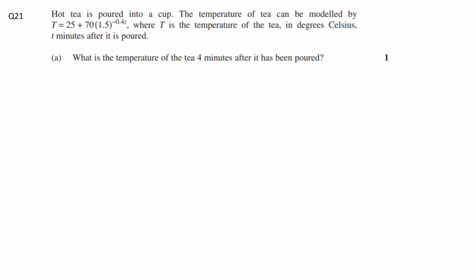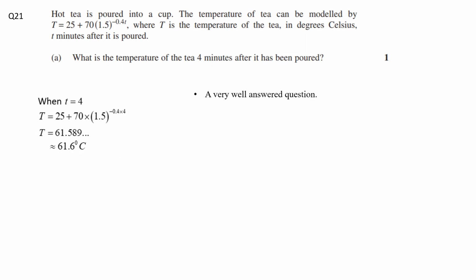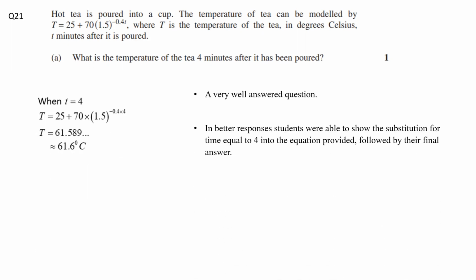So question one, the tea poured into a teacup and its temperature being lowered. So there's the answers to that question. What's the temperature of tea after 4 minutes as it's being poured? 61.6 degrees. This question was answered really well. Very few problems with this. It's nice to see some students making the effort of showing the substitution of t equals 4 in the actual equation and not just finding the number 61.589.